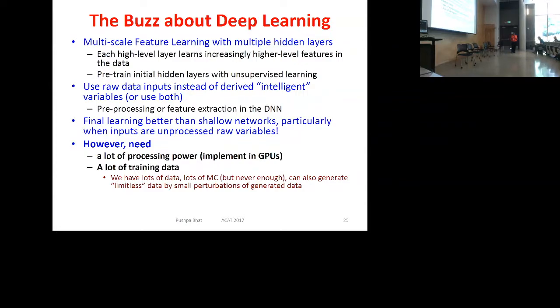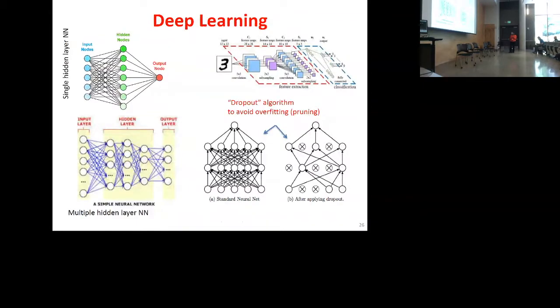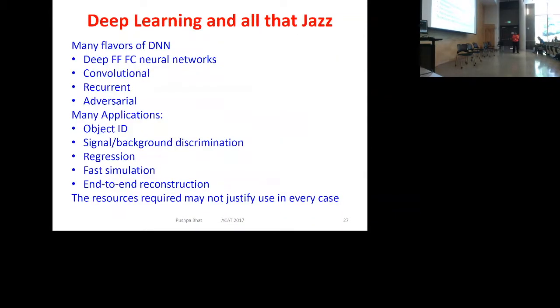However, you need a lot of processing power, and so GPUs are the hardware that one would use. You also need a lot of training data. Although now we create lots of Monte Carlo and we have lots of data, there is never enough Monte Carlo. But the other interesting development in recent years is that you can also generate limitless data by small perturbation of the generated data, which has been shown very nicely in machine learning image recognition applications. I'm going to skip this because you have seen many of those. So there are, of course, many flavors of DNNs.